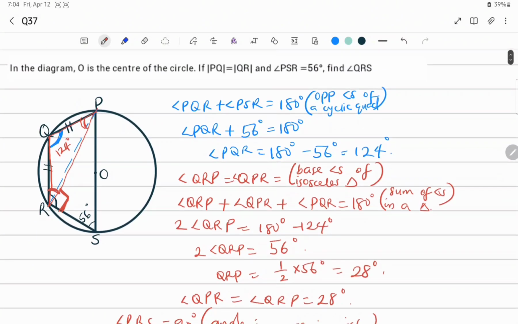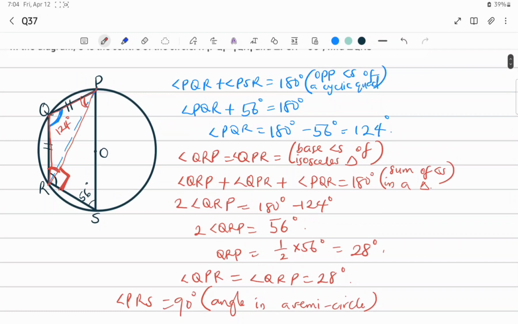Remember that my aim is to find angle QRS. So now that we know PRS, which is the angle here, and we also know angle QRP, we can see from the diagram that angle QRS that we're looking for is the sum of angle QRP and PRS, which is 28 degrees plus 90 degrees, which is 108 degrees. That's the final answer. That's the value of angle QRS.